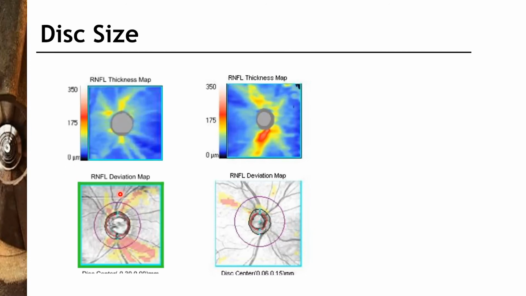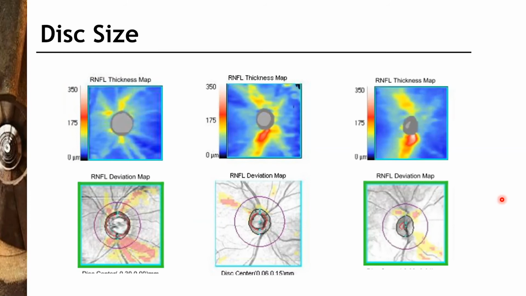Here's a large optic nerve, and as you can see, the edges of the optic nerve are much closer to the calculation circle. And if you think of the anatomy, as we get closer to the optic nerve, we recognize that the nerve fiber layer will get thicker. So typically in large optic nerves, you will have an over measurement or a greater thickness of the RNFL than if the optic nerve was of an average size.